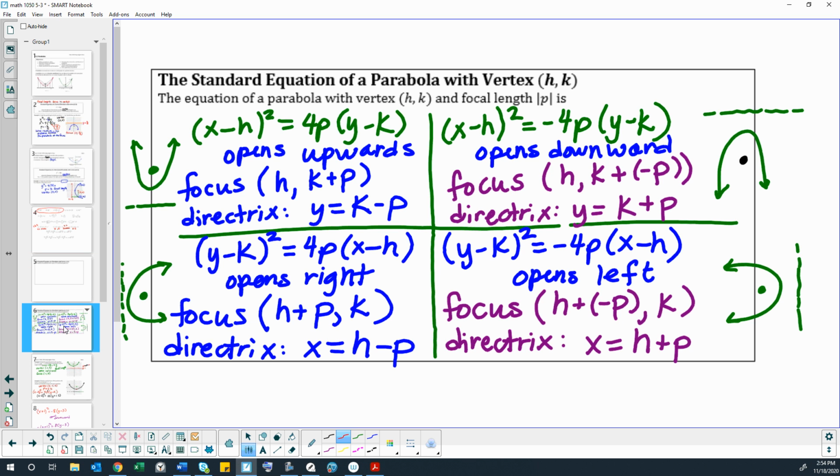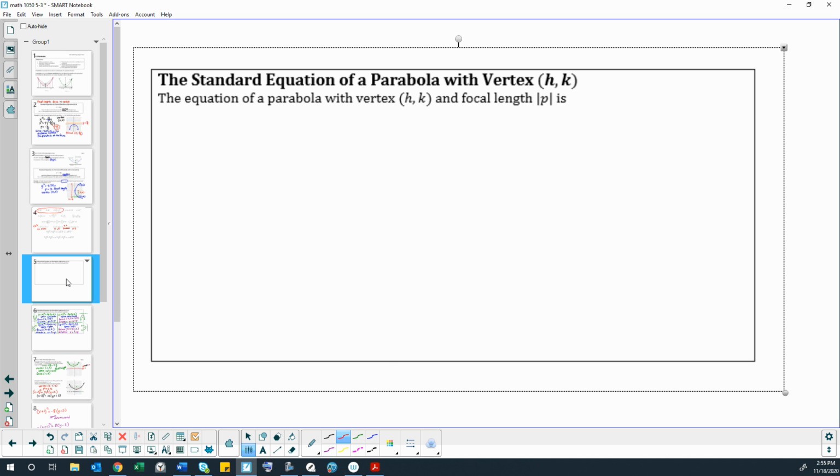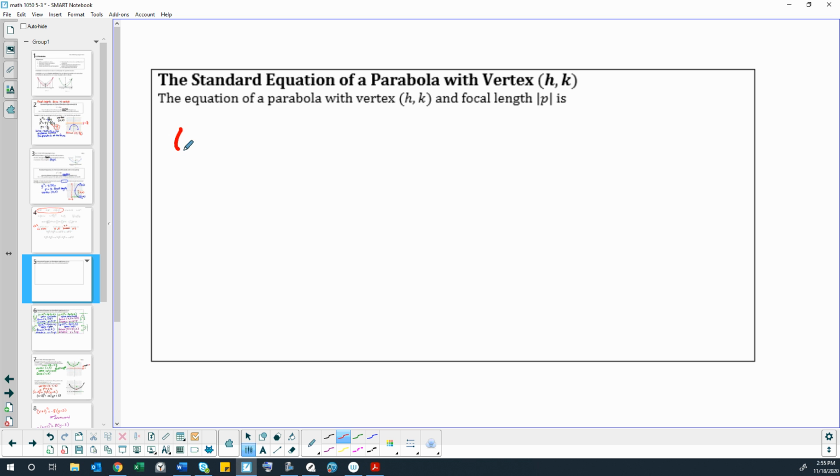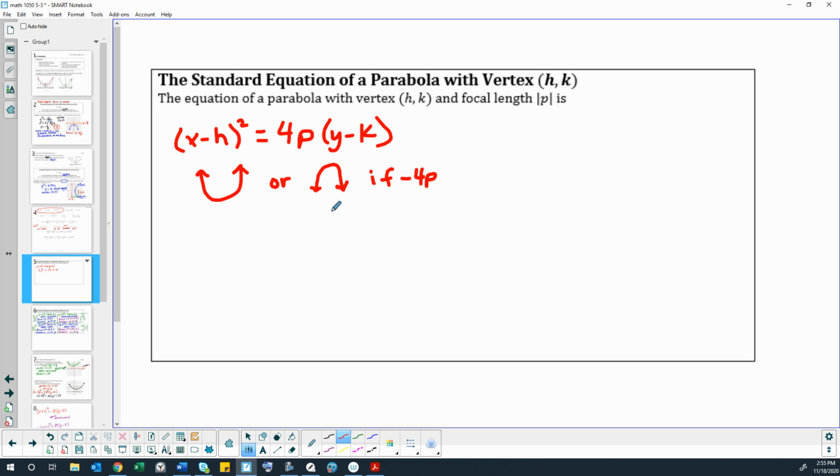In class the other day we looked at this ugly thing. We'll come back to this. Let's try to keep this more simple at first. So we've got x minus h squared equals 4p times y minus k, right? And this opens upward or downward. So it's going to be like this or this if we have a negative 4p, right? And of course our vertex is at h, k.